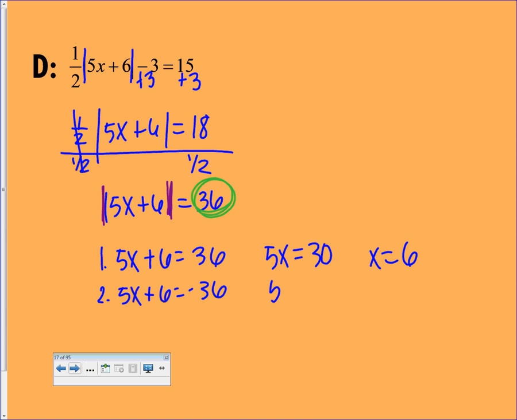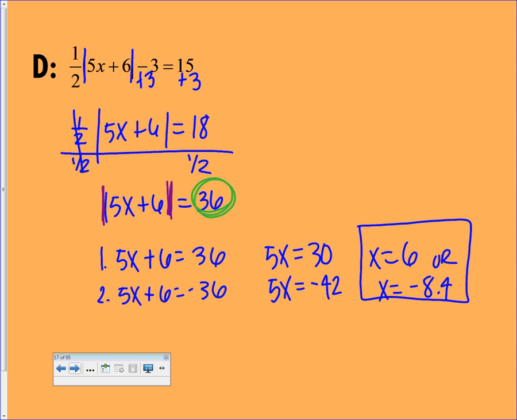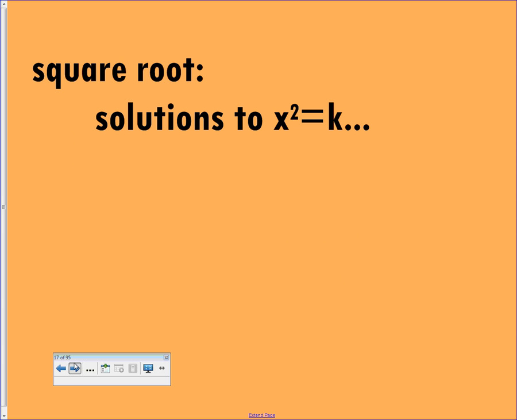My second equation, this time when I subtract 6 from 36, I get a negative 42. Divide by 5 and I get a negative 8.4. So you've got two answers, x equals 6 or negative 8.4. So those are your absolute value. Today we're also talking about square roots.